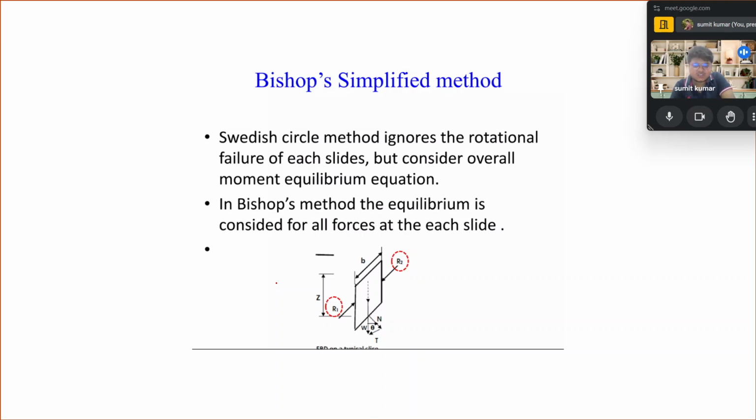So over here again you see B is the width of the slide, normal to the failure surface is N and W is the weight, and the theta angle is also presented. R1, R2 and R3 are also shown. So in this manner, this is different from the CD circle method.